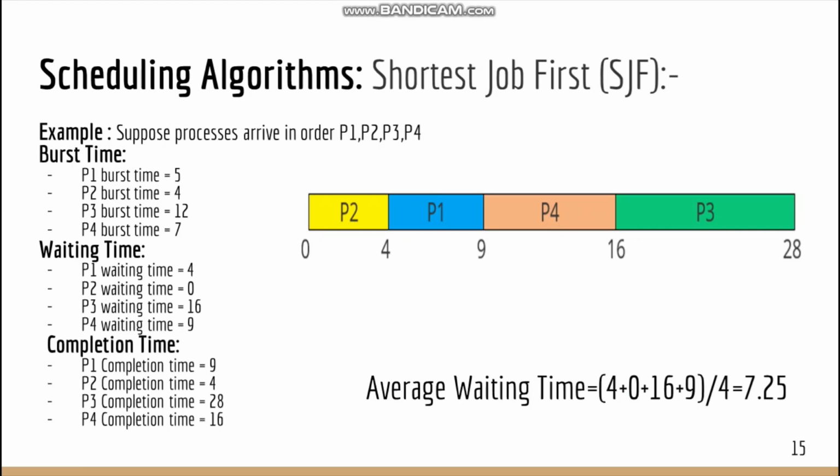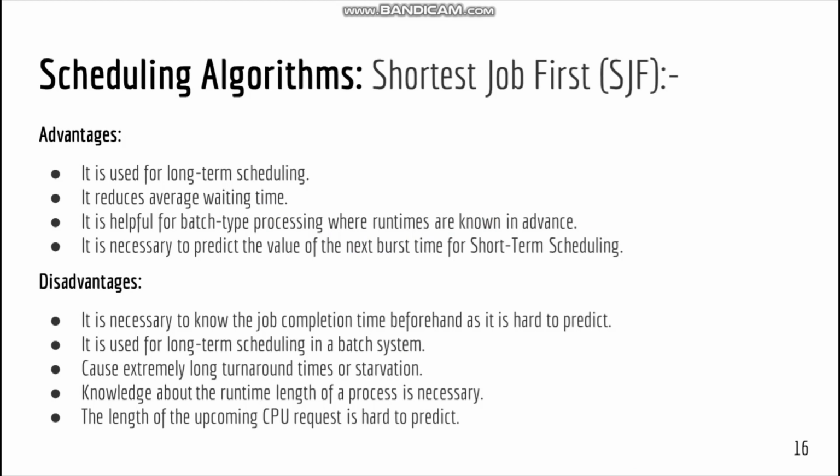Now coming towards some advantages of the SJF scheduling algorithm. It is used for long-term scheduling and it reduces the average waiting time. It is also helpful for batch type processing where the runtimes of all the processes are known in advance. Now coming towards some disadvantages of this algorithm.